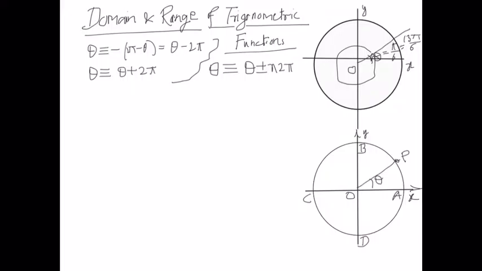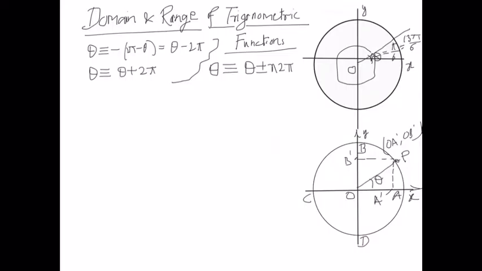Now, what are the coordinates of point P? We know that the x coordinate of point P is basically the length of the projection it makes on the x-axis, and the y coordinate is the length of the projection it makes on the y-axis. Let us label this point where the perpendicular from P meets the x-axis as A prime, and this other perpendicular from P that meets the y-axis as B prime. Therefore, the coordinates of P are OA prime and OB prime.